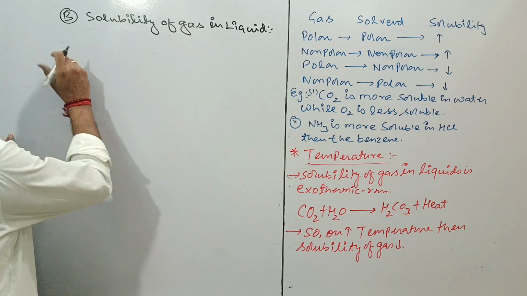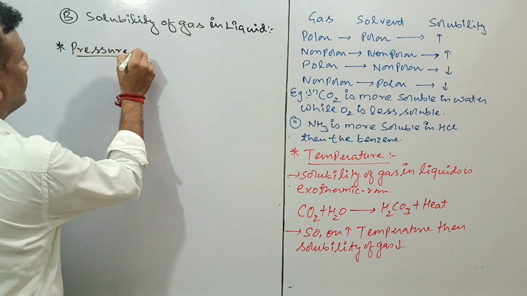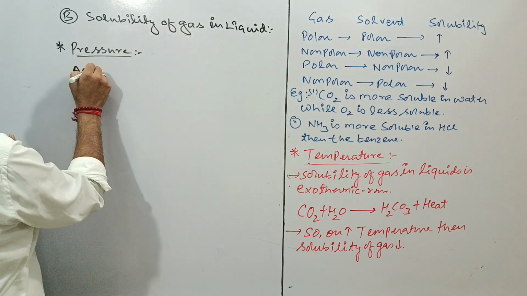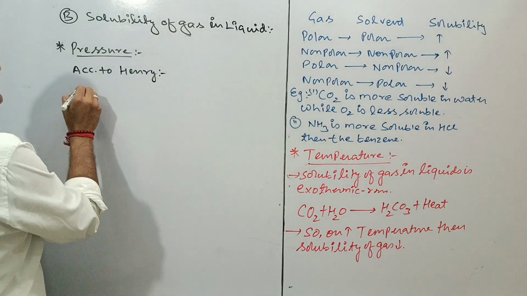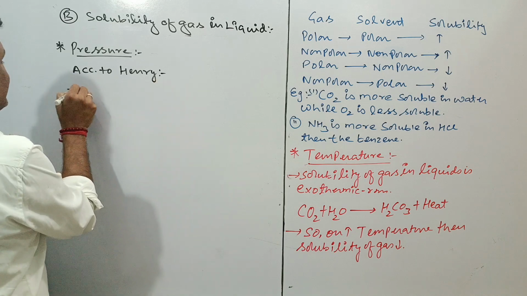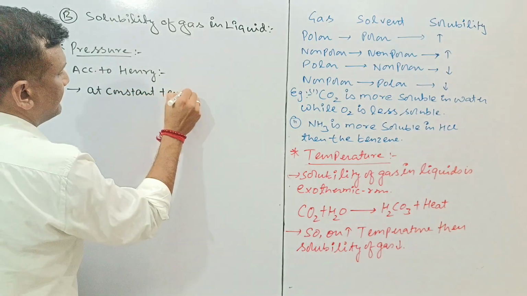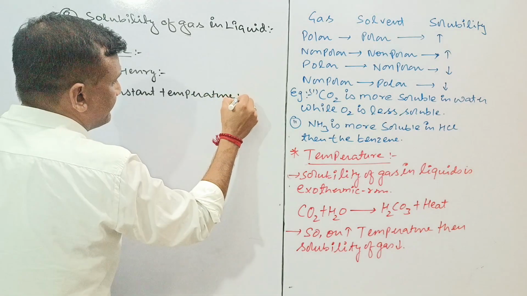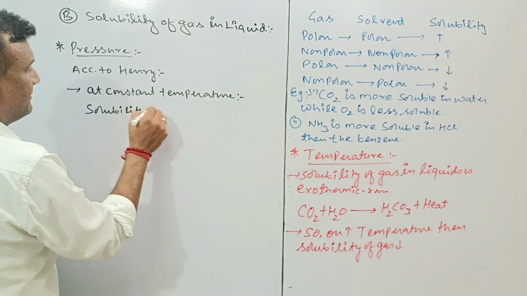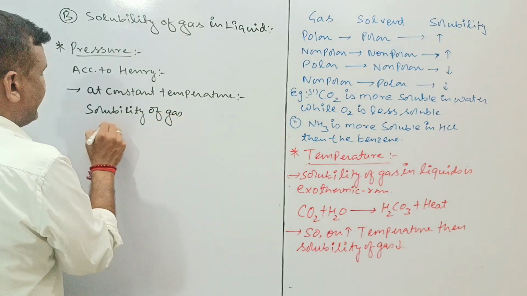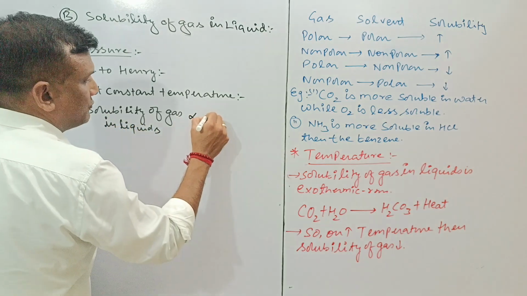What is that? Pressure. According to Henry, because it was explained by Henry, we can say at constant temperature, the solubility of gas in liquids is directly proportional to applied pressure.